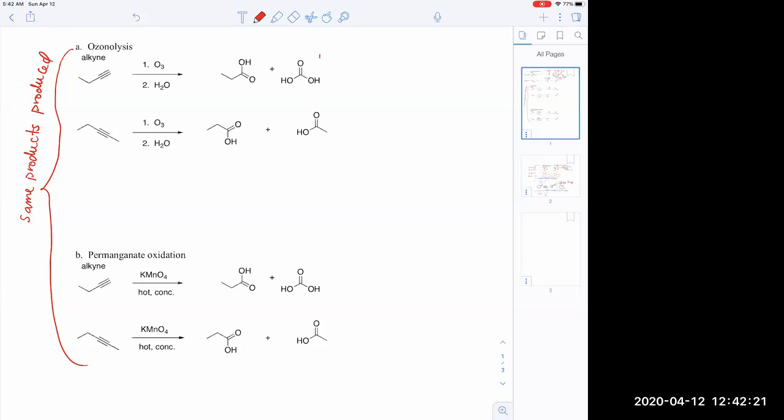And I'm just going to remind you, here is our carbonic acid that is going to break up into carbon dioxide and water. And I will note that for you because your textbook says that the permanganate oxidation or the ozonolysis of a terminal alkyne produces carbon dioxide.